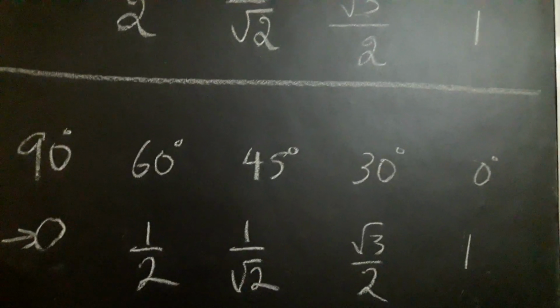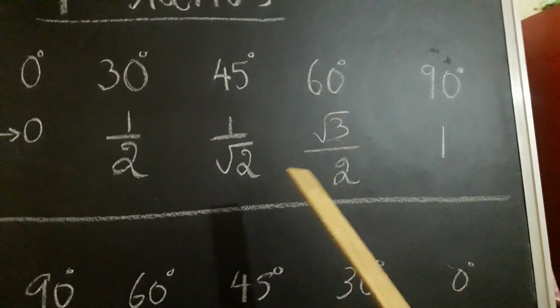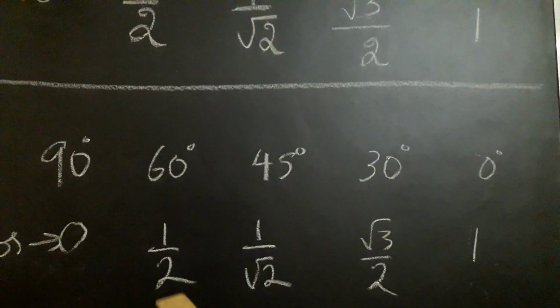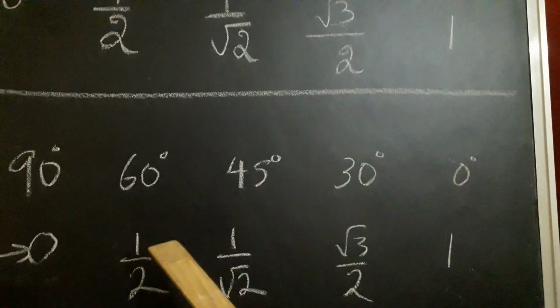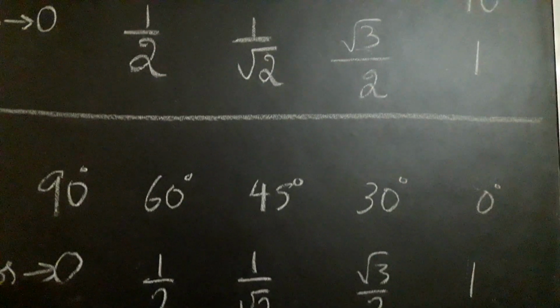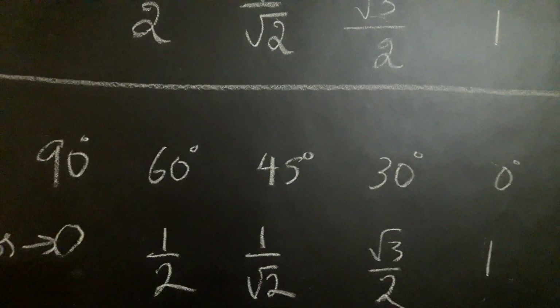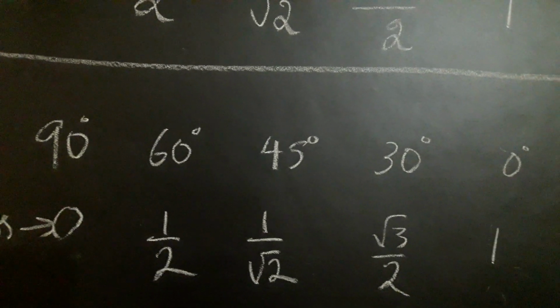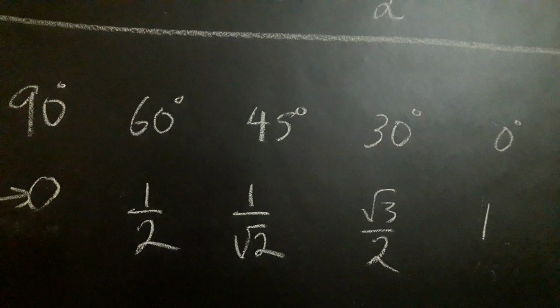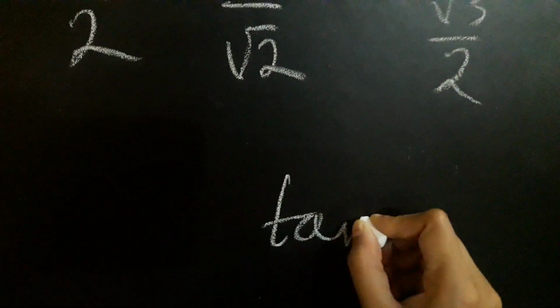Now, if I need to know what tan 60 is, tan 60 is sine 60 divided by cos 60. Root 3 by 2 divided by 1 by 2, the 2s cancel, you get root 3. I just need to know sine and cos. Once I have my sine and cos in place, we know tan is sine divided by cos.